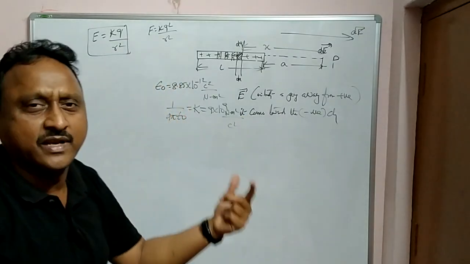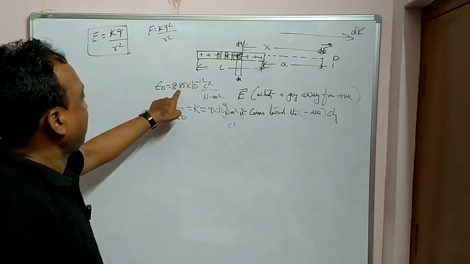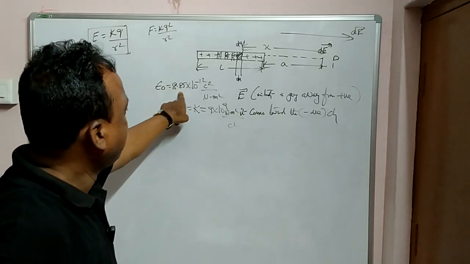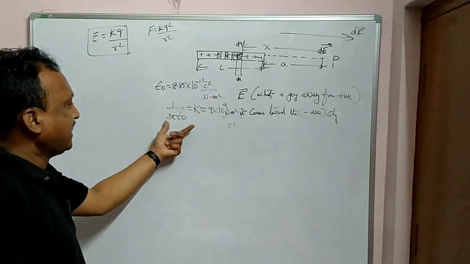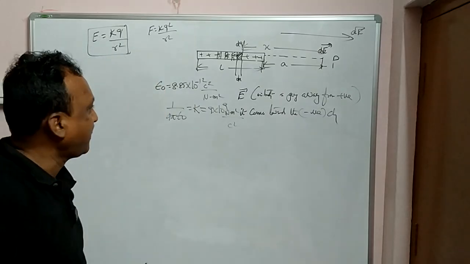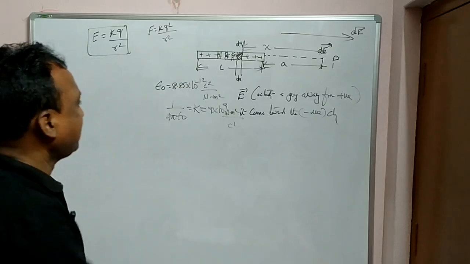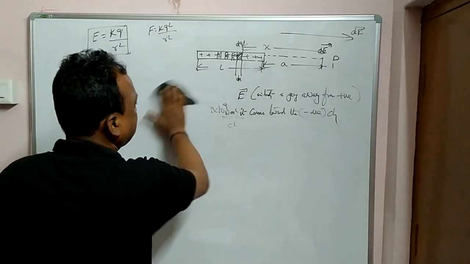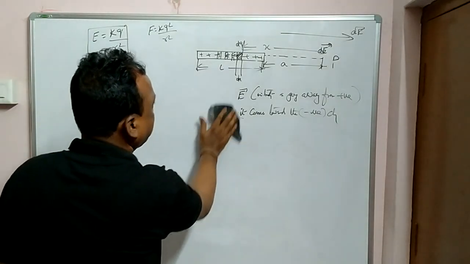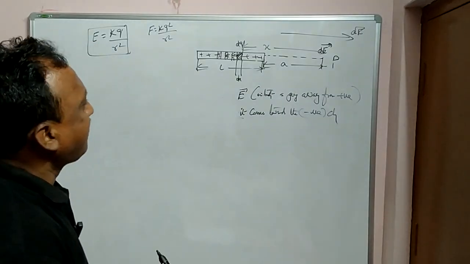These values are very very important in solving problems. ε0, the permittivity of free space, is 8.85 × 10⁻¹² coulomb square per Newton meter square. K value 1/4πε0 is 9 × 10⁹ Newton meter square per coulomb square. These are very very important. Please keep them in your mind while doing problems. You have to use these things. Okay. Now this is the formula KQ/R².